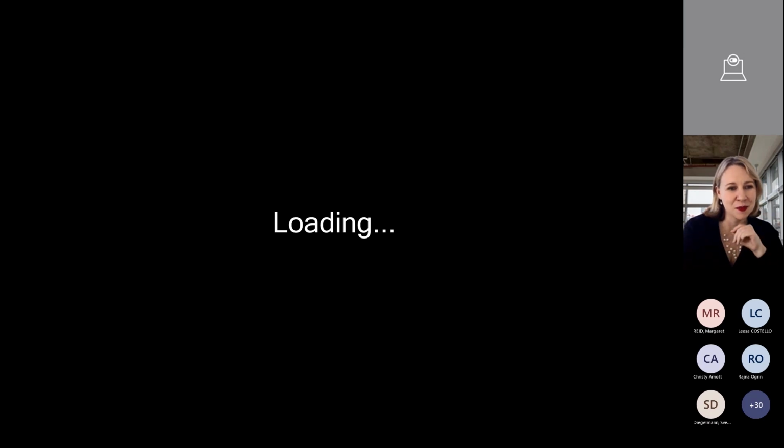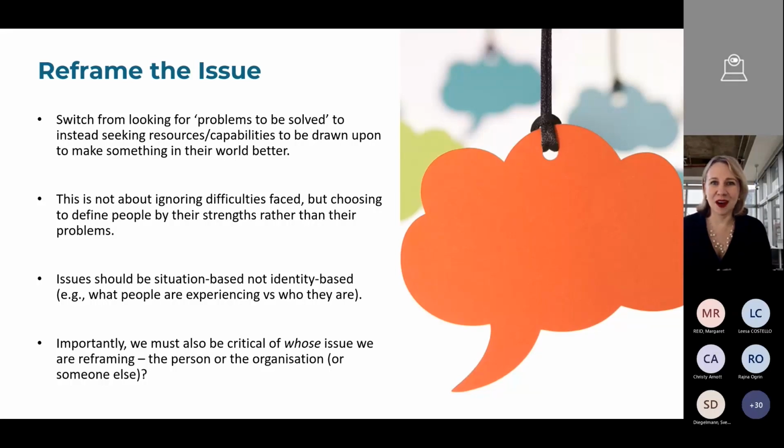Okay, so that was reframing the issue. The point of taking you through the hypothetical there is that it was really easy to see the organisation's problem because that's the lens that we're used to coming from. And then to reframe from the customer's position and to think, okay, how might we as the organisation stop thinking about our problem and start thinking about offering our strength to match the customer's strength to create that support.